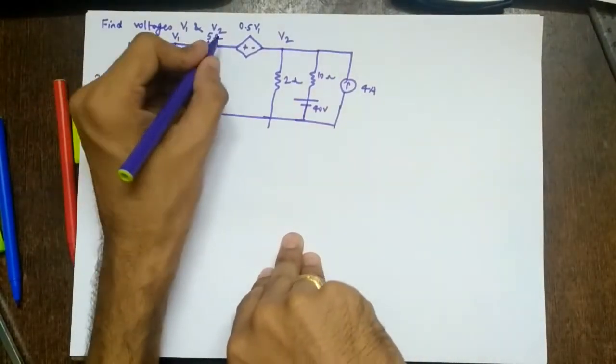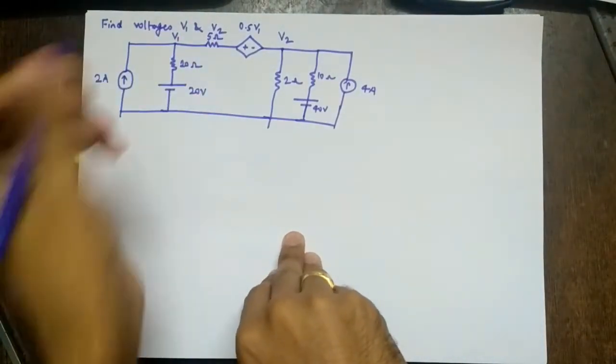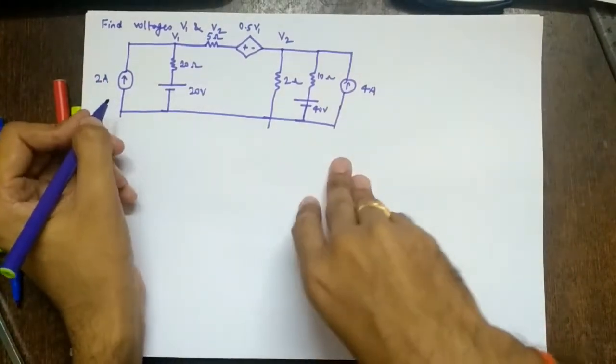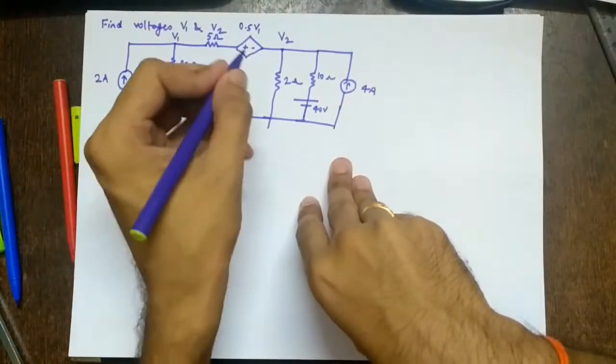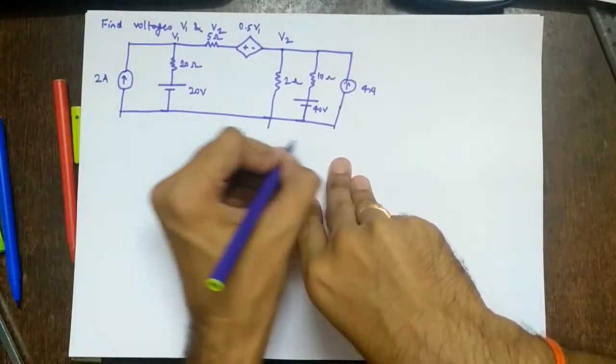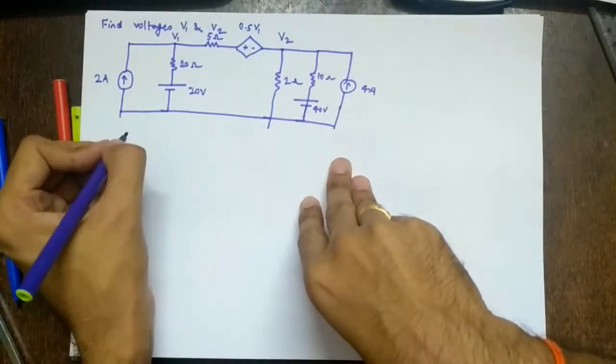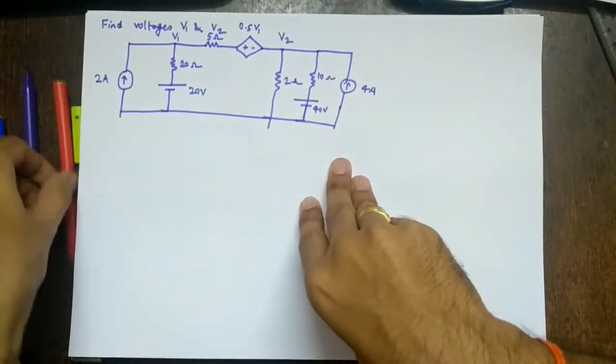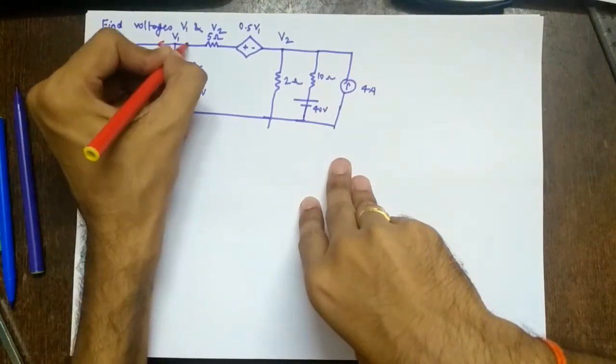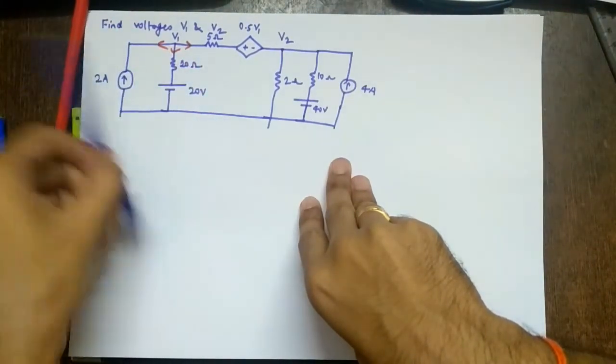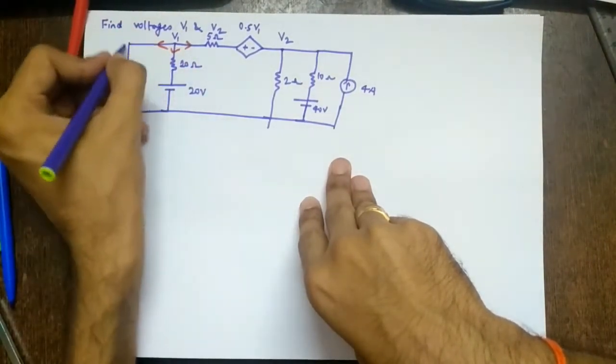Find voltages V1 and V2. So now here you observe there are two nodes. They are already given. So again you have to write, remember, I have not written it, applying KCL at node 1, applying KCL at node 2. So again let's assume all are going away. So again this is in negative direction.